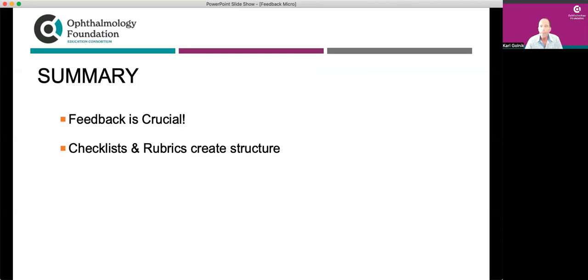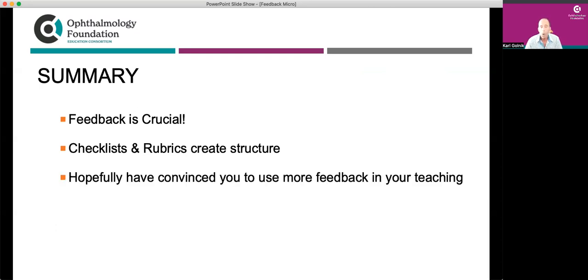So in summary, feedback is crucial. Checklists and rubrics can be used to create structure. That's a topic of a different talk. Hopefully I've convinced you to use more feedback in your teaching.